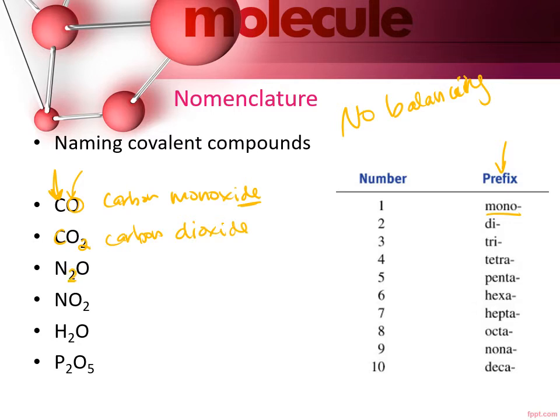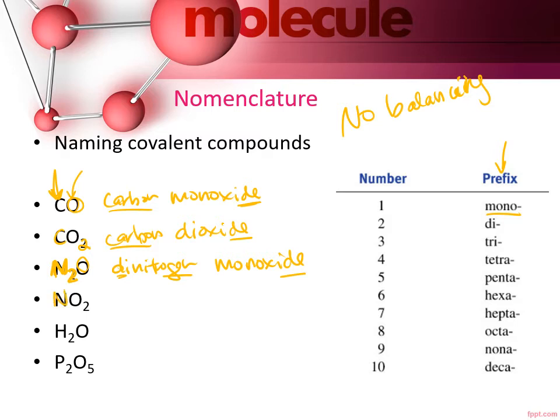I have 2 of the first element, so now I do need to give this guy a prefix. I have 2 nitrogens, so I'm going to call it dinitrogen. Notice that the first element name doesn't change. It stays the same at the end. We just might add a prefix. Dinitrogen, I do have only one oxygen, so it's going to be monoxide. Change the end to ide.